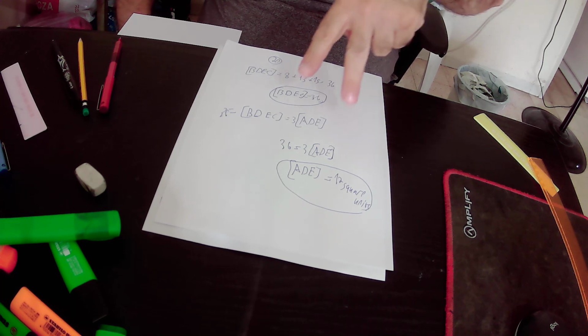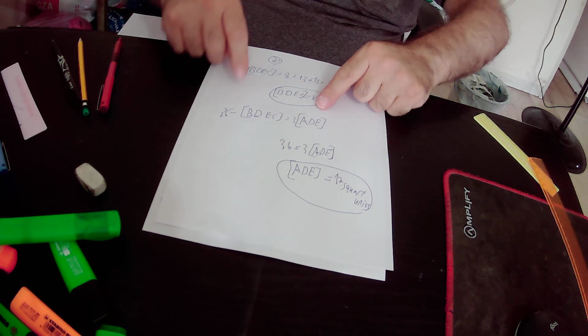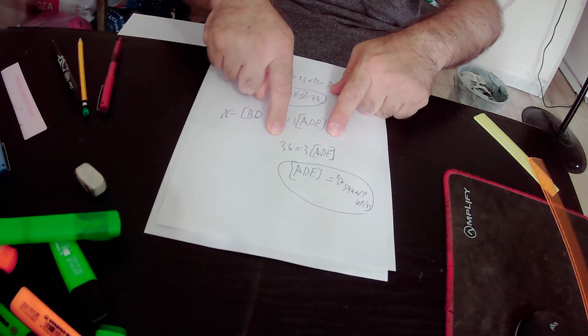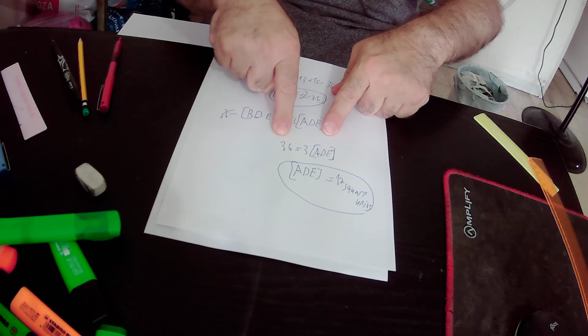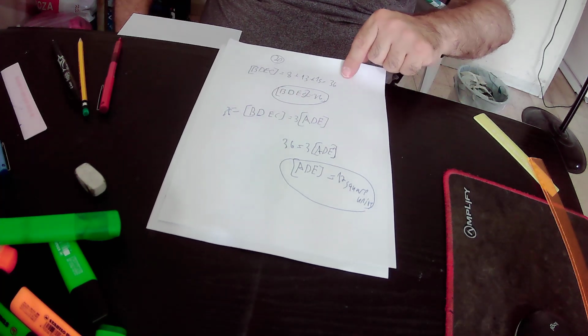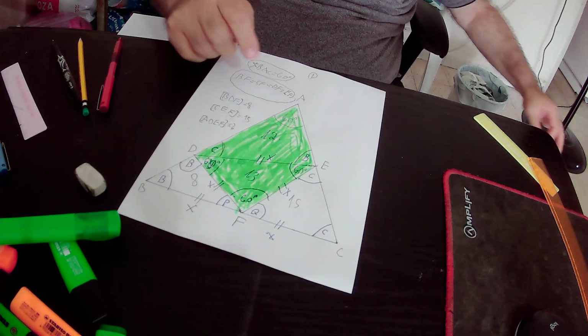But we also know that the area of quadrilateral BDEC equals 3 times the area of triangle ADE. Therefore, from this equality we can derive that 36 equals 3 times the area of triangle ADE, and here we divided this equality by 3 and we found out that the area of triangle ADE equals 12 square units. The area of this triangle equals 12 square units.